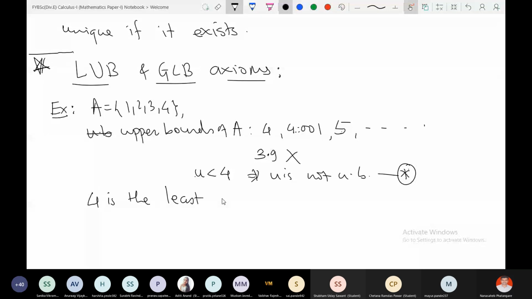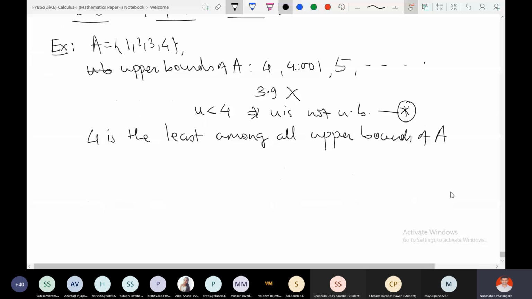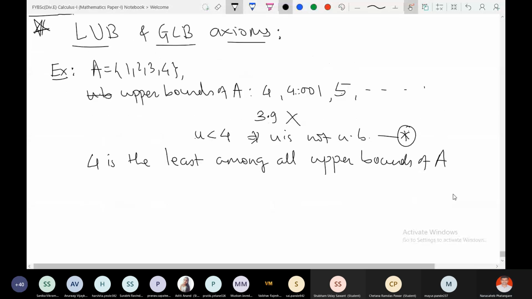among all upper bounds of set A, right? It is the least among all upper bounds. You should look at all the possible upper bounds of set A, then 4 is the least. You cannot go below 4. If you try to go below 4, the number becomes not an upper bound, right? So let us see another example.